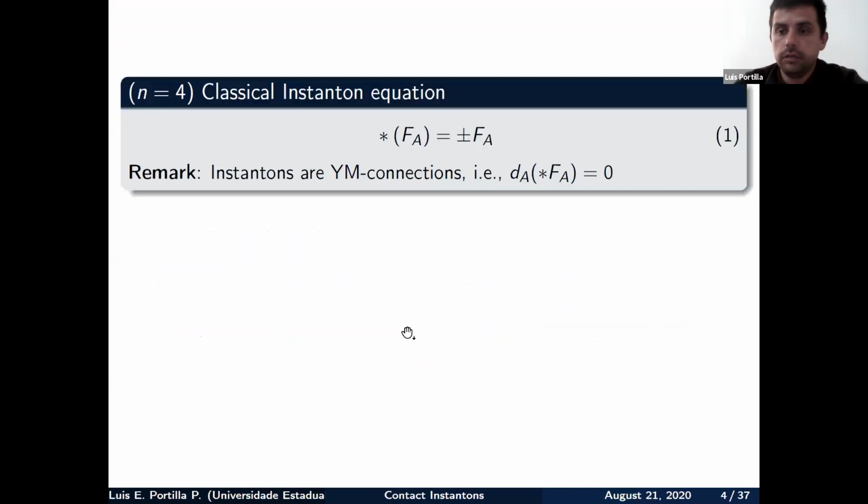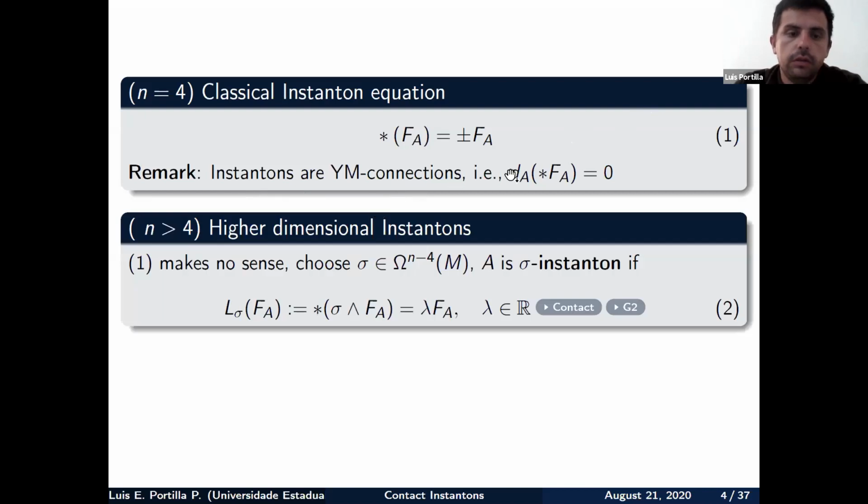We know the classical instanton equation for a connection. We consider its curvature F_A, and a connection is said to be an instanton if it is a solution to equation one. We know that solutions of equation one are also solutions of the Yang-Mills equations.